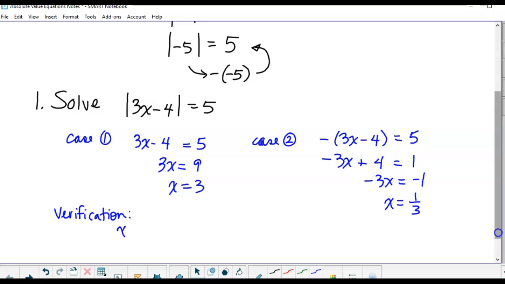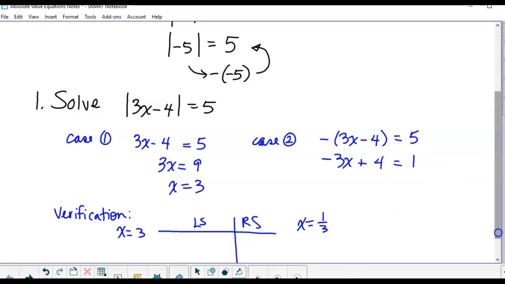So verification for x equals 3. And for x equals negative 1/3. Yeah, I think x is equal to negative 1/3. Oh, it's not even that. It's negative 1. Negative 3x is equal to 5. You said equal to 1. Oh, that's why. Sorry. There we go. Thank you.